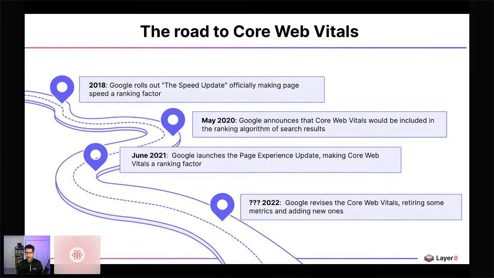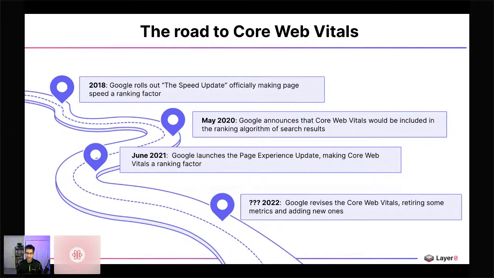And they gave basically the industry a year to adopt and adjust. And then in June 2021, they actually rolled out the page experience update, which included the Core Web Vitals ranking factor. So just a few months ago. And they've reserved for themselves every year the option to change what's in the Core Web Vitals. So in some sense, what you're going to hear today has an expiration date, in that we might see next year Google retiring some of these metrics or adding new ones.